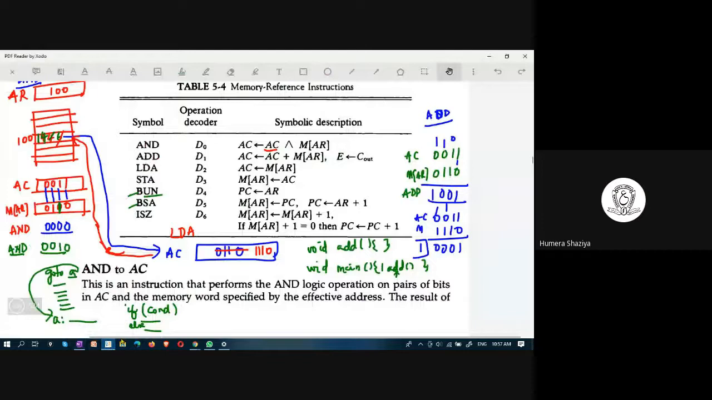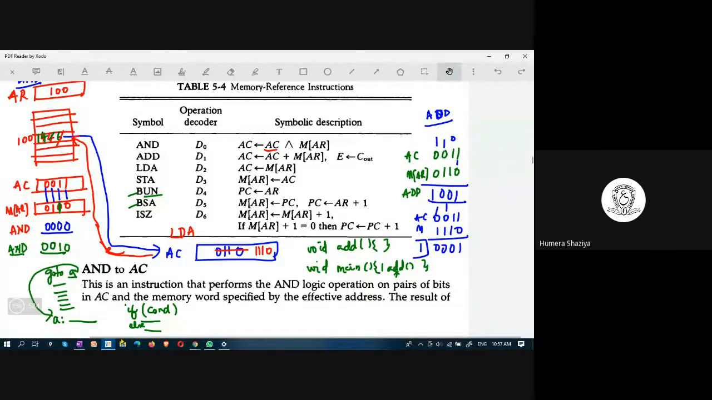Branch and save return. What are you doing in this PC? You are loading into M of AR, and PC again is getting a value AR plus 1. It means you are storing the value of PC into some memory location, and then you are adding the memory location plus 1. AR, the address register, contains the address plus 1. Okay, means the next, like that print statement.